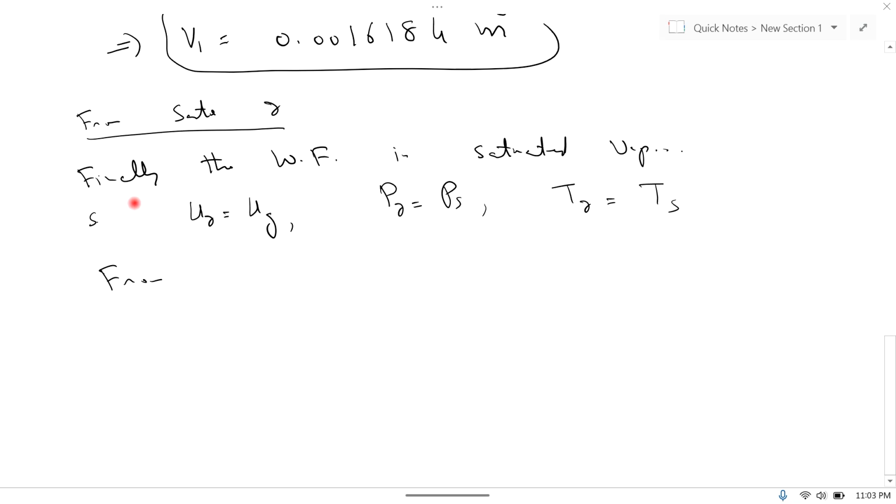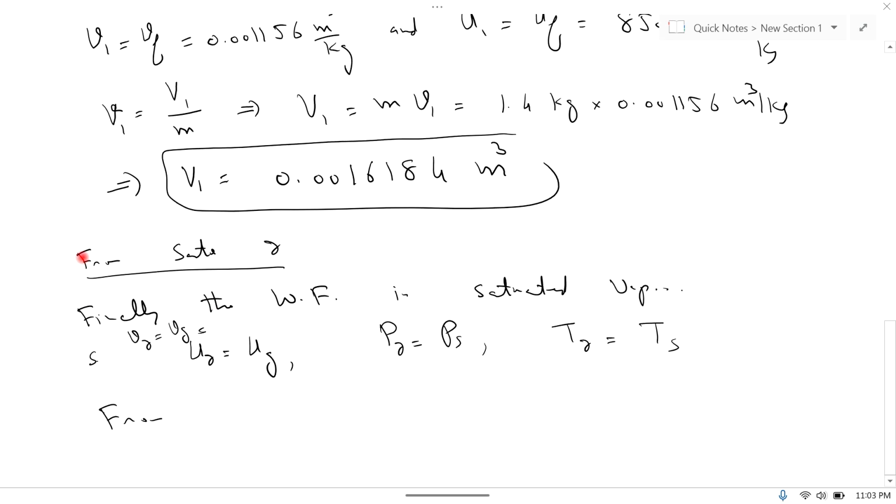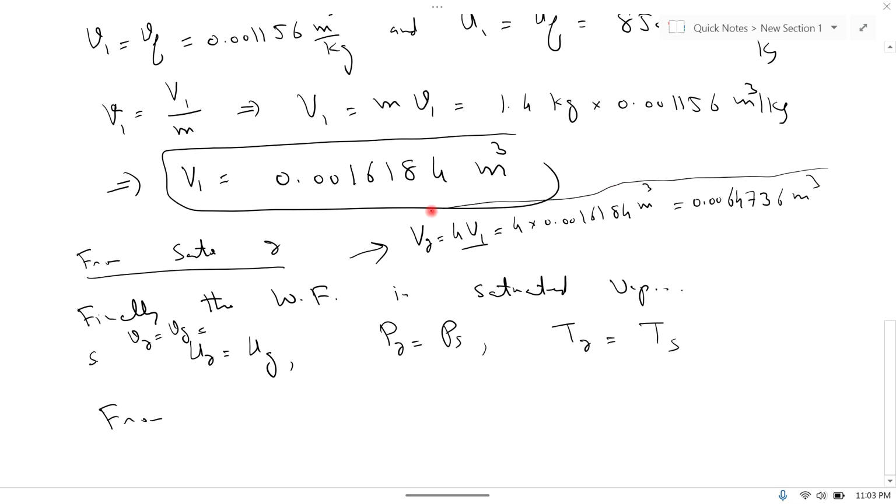Let's find V2. We know that V2 is equal to 4 times V1, which is equal to 4 multiplied by 0.001684 meter cube, from the given data. So the total volume finally is 0.0064736 meter cube. This is the total volume V2.